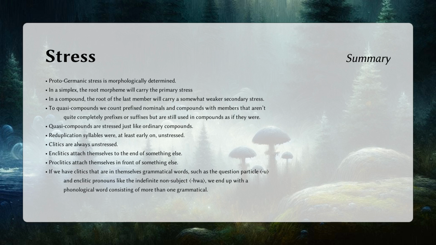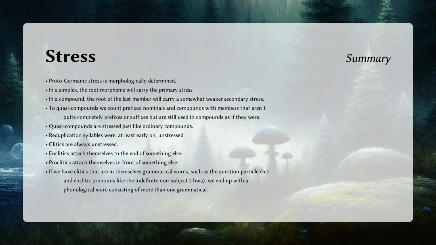Clitics are always unstressed. Enclitics attach themselves to the end of something else, while proclitics attach themselves in front of something else. If we have clitics that are themselves grammatical words, such as the question particle u, and enclitic pronouns like the indefinite non-subject hua, we end up with a phonological word consisting of more than one grammatical word. Strings of clitics is quite typical for old Indo-European languages, including Gothic, and if you ask me, it's something we should embrace, experiment and have really fun with in revived Proto-Germanic. This also happens in English, but one of the many unfortunate drawbacks with English orthography is that it hides this, but you can look it up if you're interested.